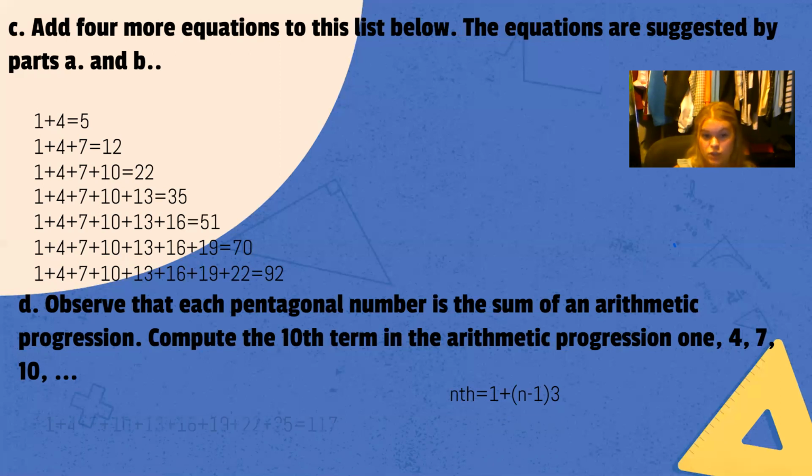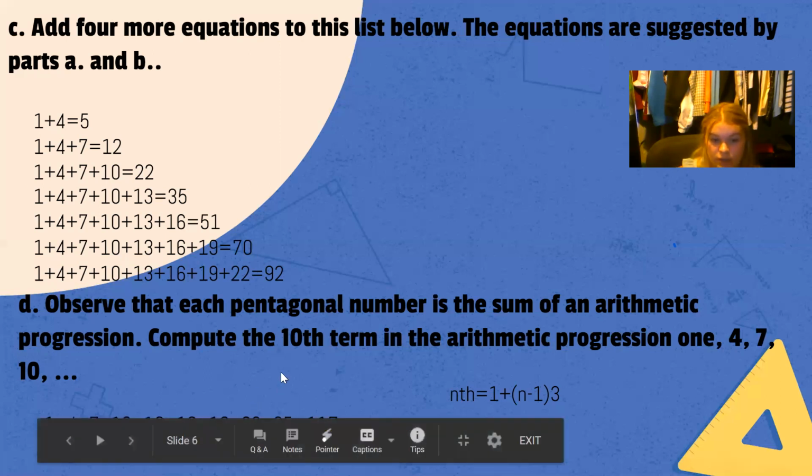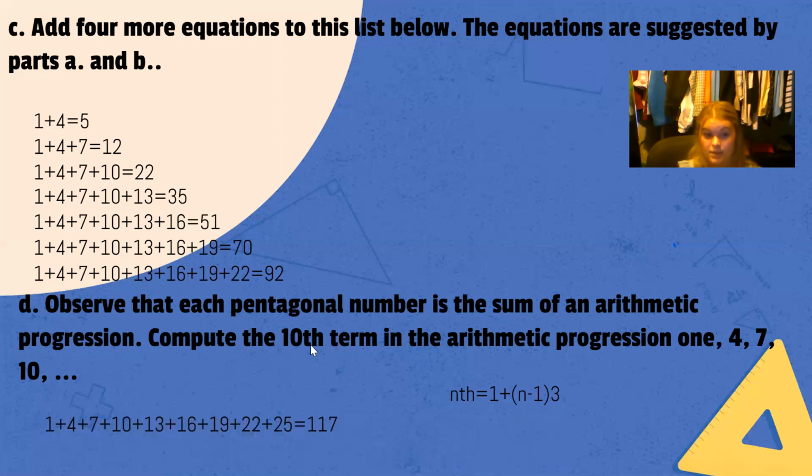And that is going to be 25. So we had 22, we added 3 to get our next arithmetic progression, and we got 25. So that is our 9th arithmetic progression. And it's asking us for the 10th. So let's move on from there.